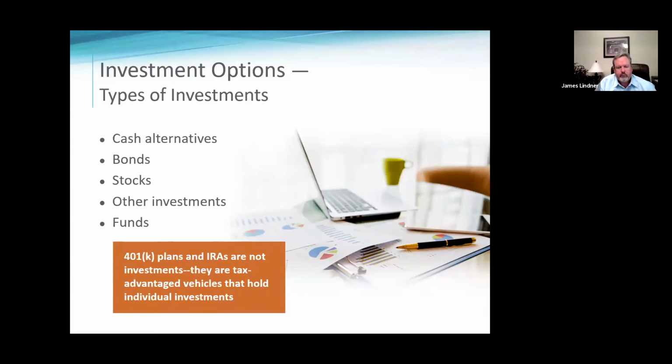And a nice note here: 401k plans, IRAs. Please understand that that terminology is a titling. It's a tax code. It's not an investment. So you may have an investment like a stock or a bond inside the title of a 401k or inside the title of an IRA, Roth IRAs. But if somebody says, "Hey, do you have any investments?" "Yeah, I have an IRA."